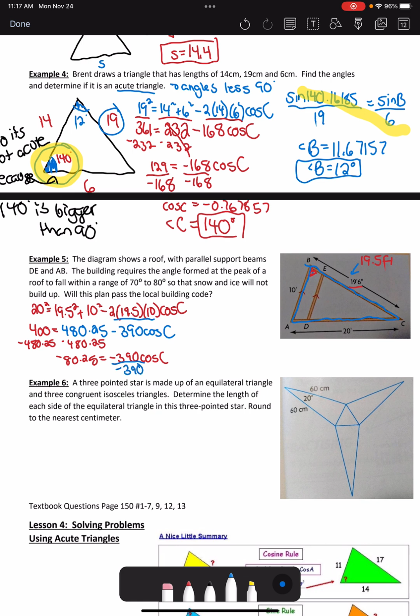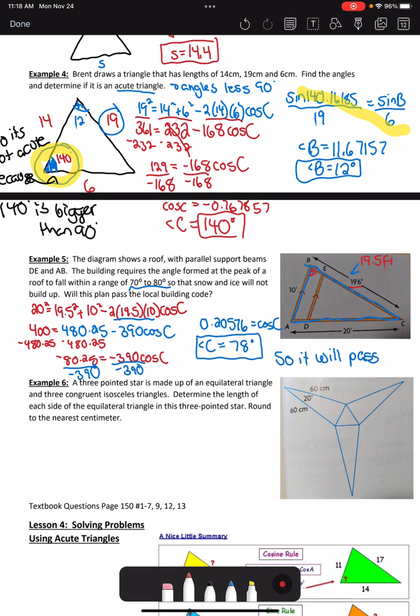Divide the negative 390 over, and that gives me 0.20576 equals cos C. And then I can go angle C equals 78 degrees. So then it's between 70 and 80, so yes, it will pass.